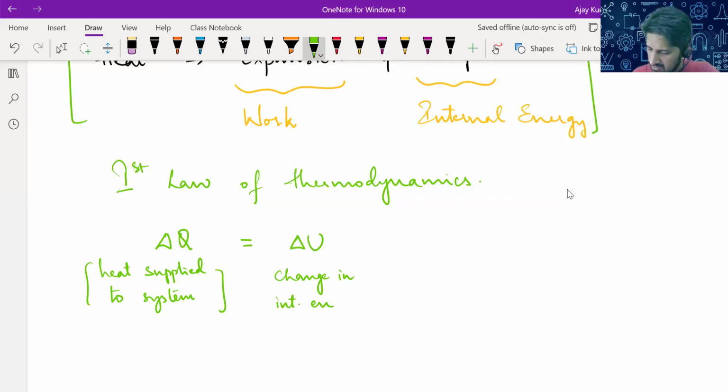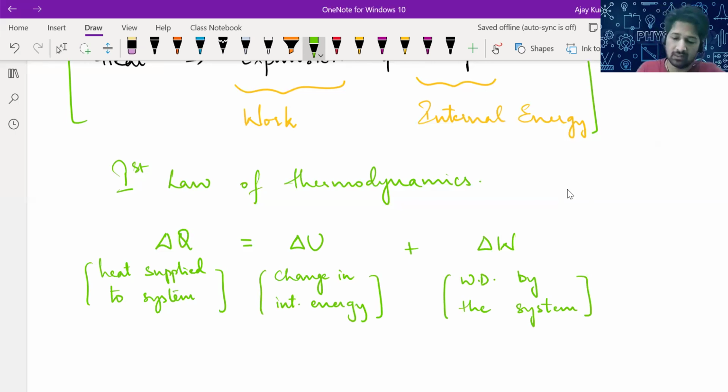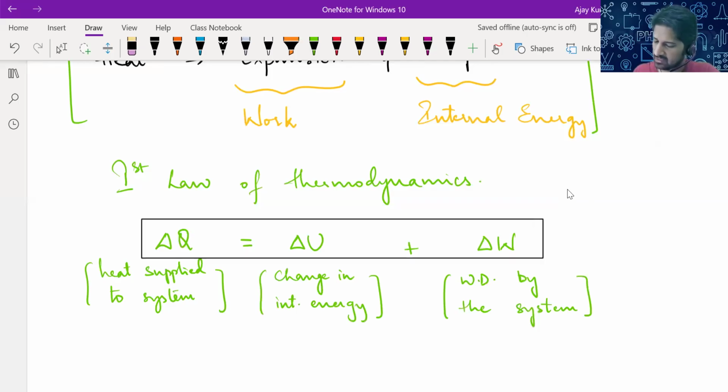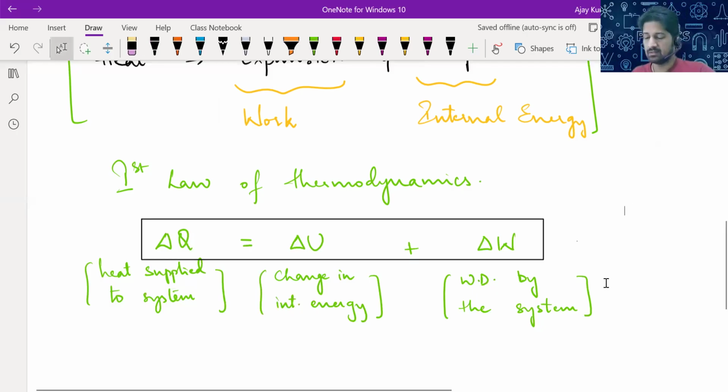U stands for internal energy. And some work also may be done. So this we say is work done by the system. So this is how we write the first law of thermodynamics, or how we apply the first law of thermodynamics. Delta Q is delta U plus delta W. It is very important to know the meaning of these terms. Delta W stands for work done by the system to which heat is supplied. Anyway, we'll use this a little later.